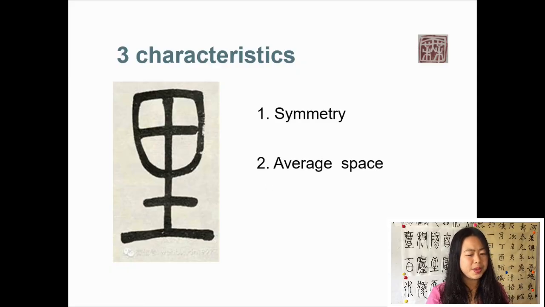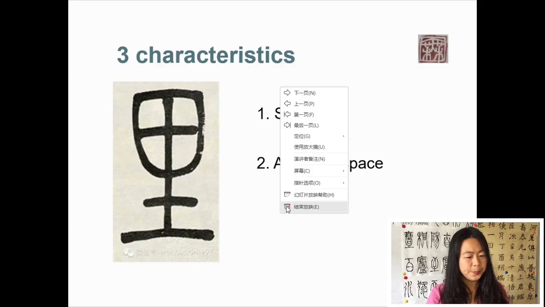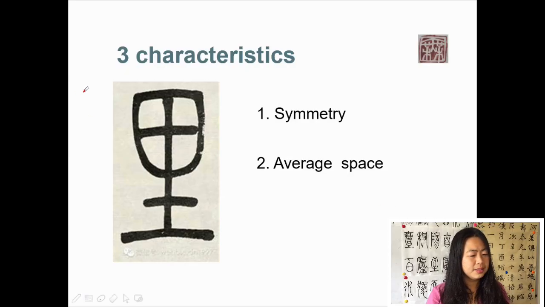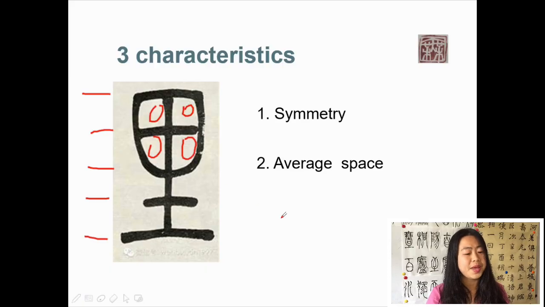Second is average space. Let me show you with a pen. This one, here, and here. These five horizontal strokes have nearly the same spacing, right? This is what we call average space. And inside these small spaces, they are also nearly the same average space.